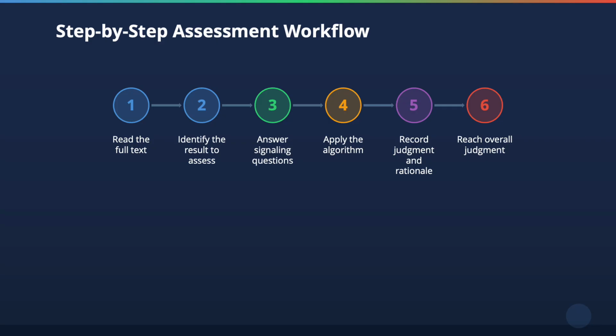Step 4. Apply the algorithm to determine each domain judgment. Step 5. Record your judgment and rationale with specific references to the study report. Step 6. Reach the overall judgment by combining all 5 domain judgments according to the rules we discussed. Each independent reviewer follows this entire process before coming together to compare and reconcile assessments.